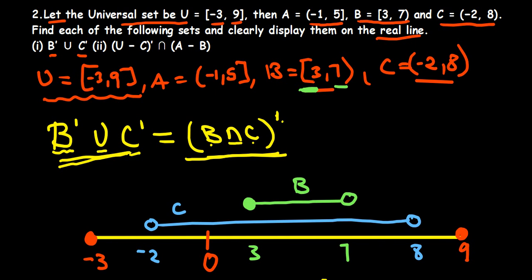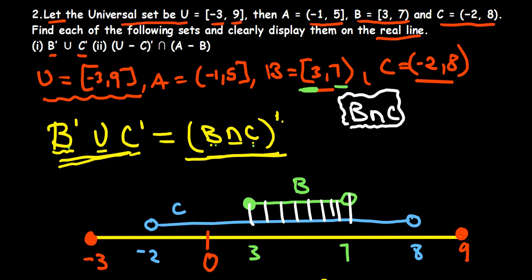Okay, so remember, B complement union C complement is the same as B intersection C and then complement outside. So where is this set B and C, where are they intersecting? We see that they are overlapping from 3 all the way up to 7. We have a green line on top of the blue line. So what I've shaded there will be our set B intersection C.